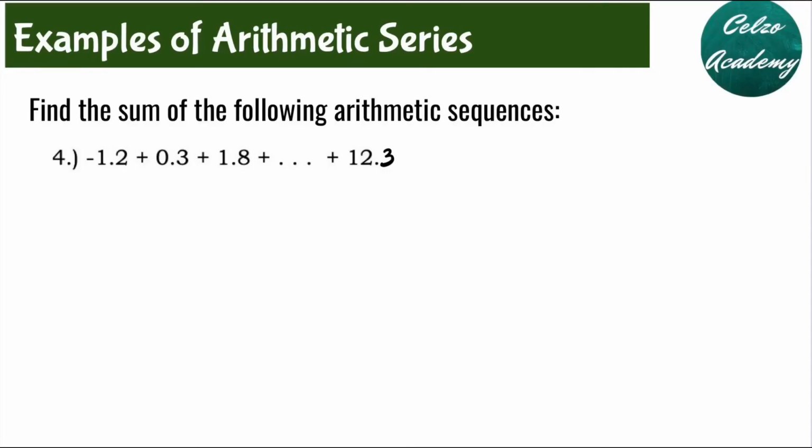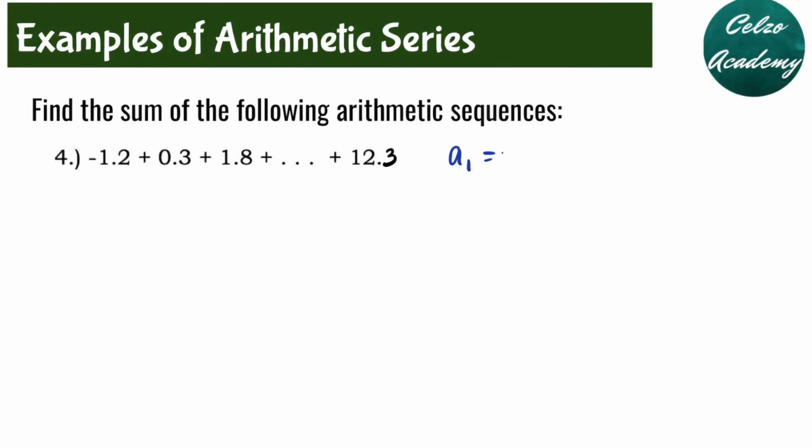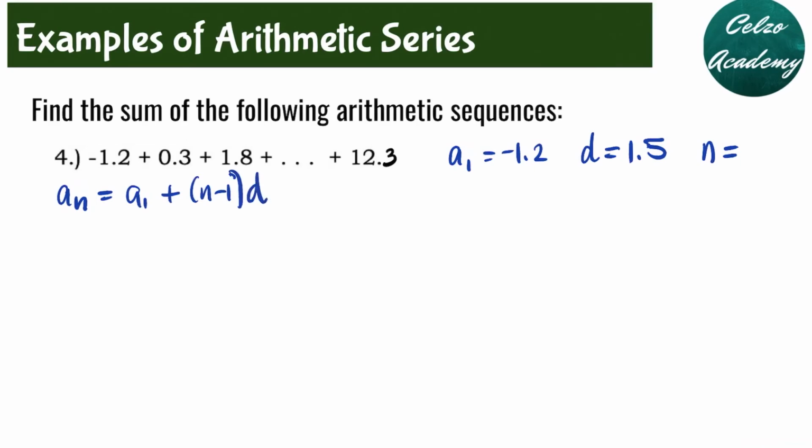Question number 4. Find the sum of the series negative 1.2 plus 0.3 plus 1.8 all the way to 12.3. Our a sub 1 is negative 1.2. The value of d, or the common difference, is 0.3 minus negative 1.2, and that is 1.5. We don't have the value of n yet, so we will solve that using a sub n is equal to a sub 1 plus n minus 1 times d. Our a sub n, or the last term, is 12.3.